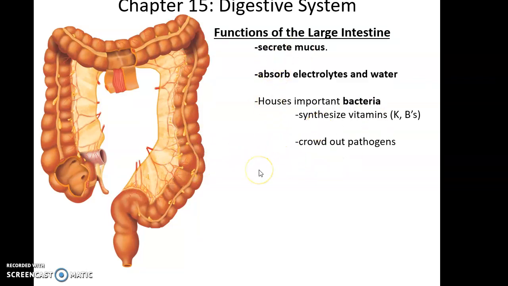Again, functions of the large intestine: secrete mucus to provide lubrication for the feces, absorb electrolytes and water, house important bacteria. We have some very important bacteria living in the large intestine. Some of them synthesize vitamins, such as vitamin K and some of the B vitamins. And some of them are just there to crowd out pathogens, so that there's no space for a pathogenic bacteria to grow.